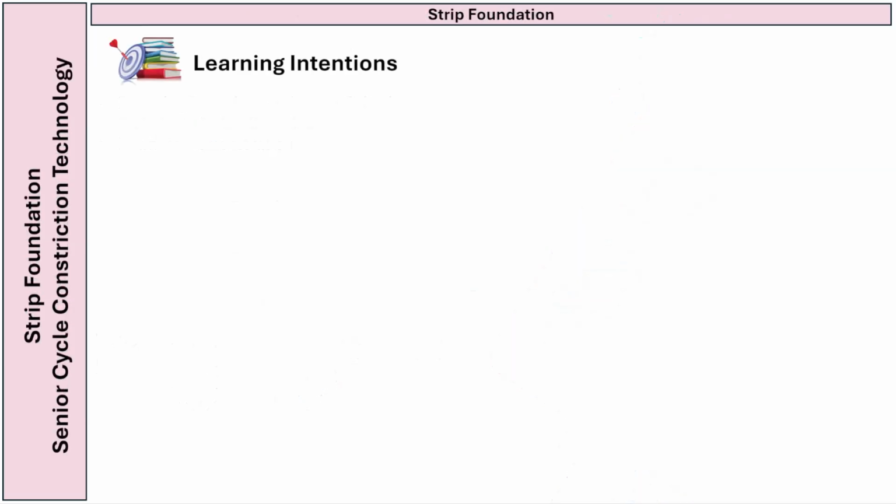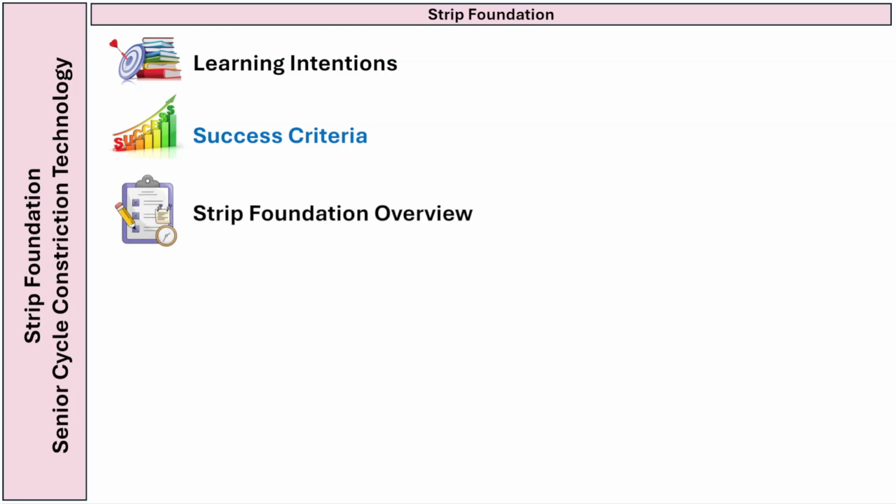By the end of this video you should be able to describe and draw a strip foundation showing all key components clearly and accurately to a scale of 1:10. You should also be able to identify the main parts of the strip foundation, explain when and why a strip foundation may be used, an advantage and disadvantage, and produce an accurate 1:10 drawing showing all key construction details.